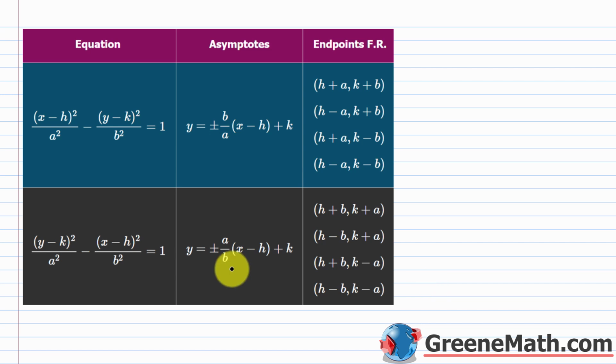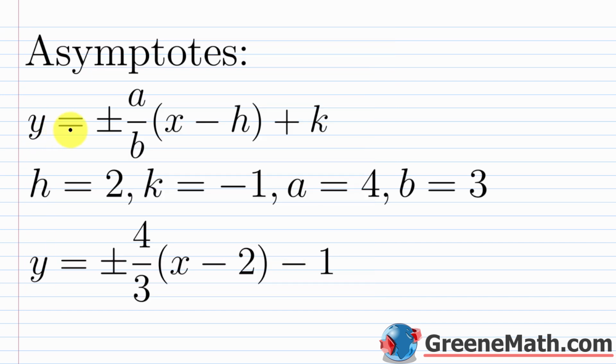In terms of your asymptotes and the endpoints for the fundamental rectangle, we're just matching things up here. You're going to be in this second row. So the asymptotes, y equals plus or minus, this slope right here is a over b, times the quantity x minus h, plus k. We know h is 2, k is negative 1, a is 4, and b is 3. So you get y equals plus or minus 4/3 times the quantity x minus 2, then minus 1.